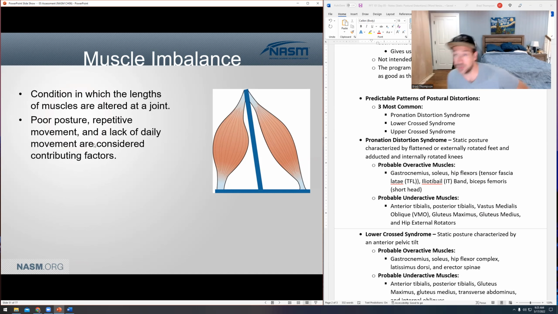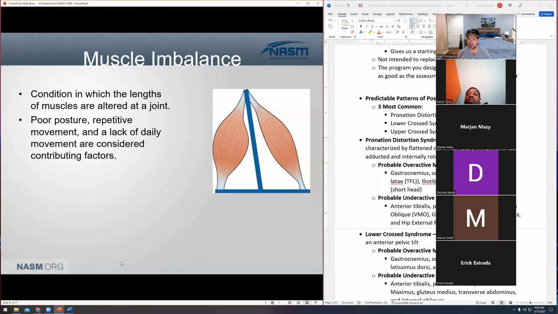It could be due to poor posture from a lifestyle, repetitive movements, lack of daily movement. There's a lot of different things that can contribute to one muscle tightening up and another muscle loosening up. But either way, we know how to increase the muscular activity to one side of the joint through strengthening exercises. That's what we're going to address over here. And we know how to shut down those overactive muscles.